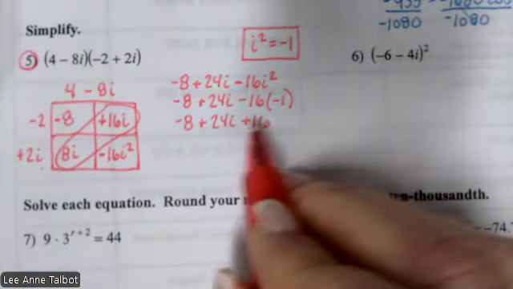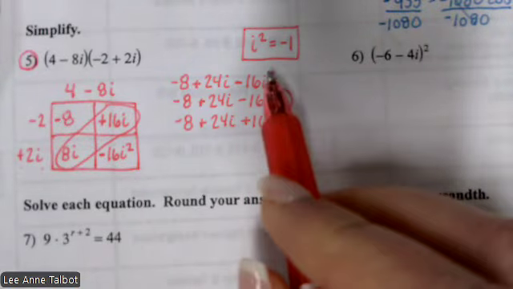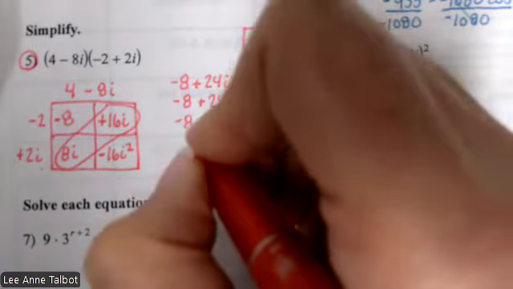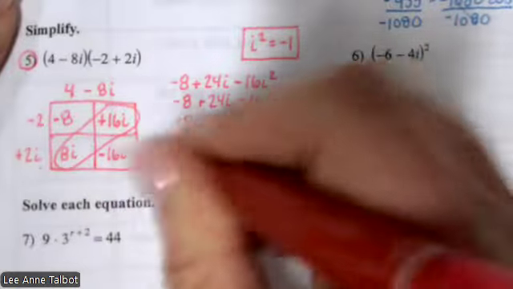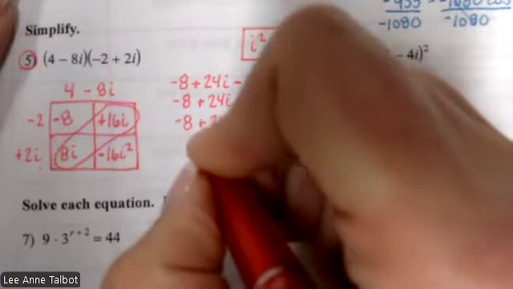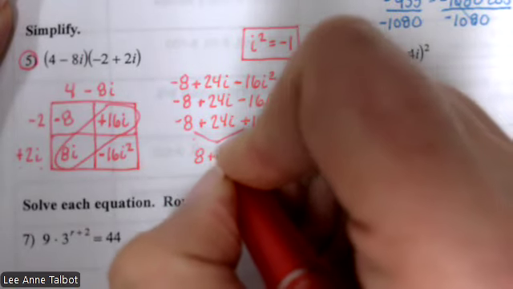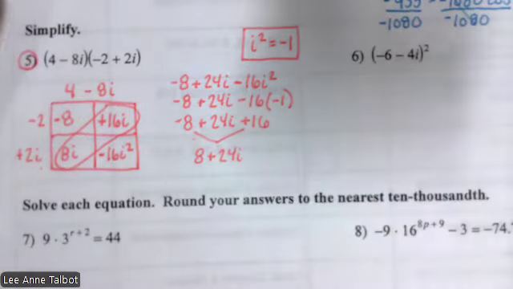I make that plus. And some of you guys could skip directly from here to here. And then actually this is going to be confusing if I don't combine those two. Positive 8 plus 24i is your final answer.